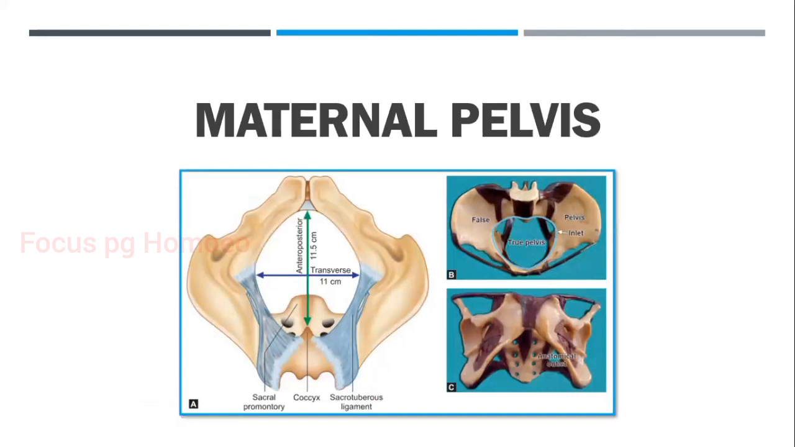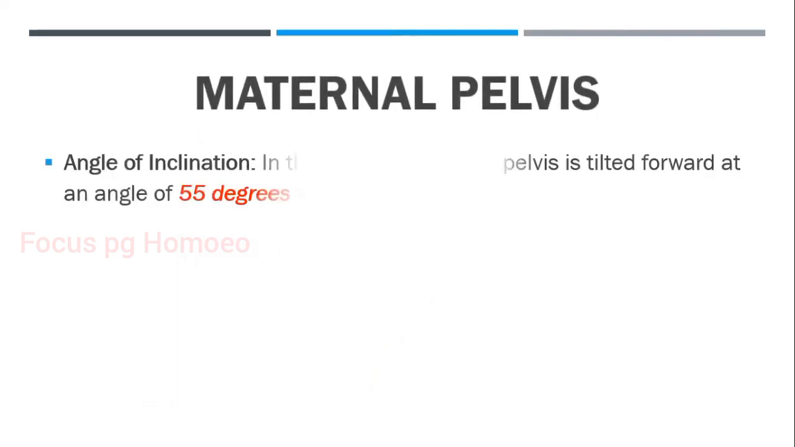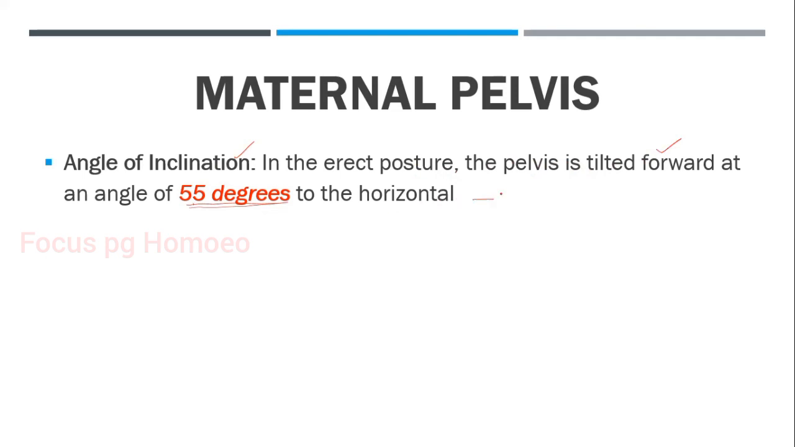Either one of the questions will be asked among the two. Now coming to maternal pelvis, starting with the angle of inclination. In an erect posture, a female pelvis is tilted forward at an angle of 55 degrees. You have to remember this: it is to the horizontal, not vertical, 55 degrees.